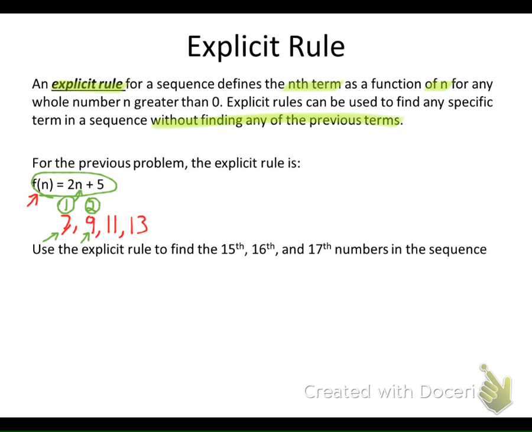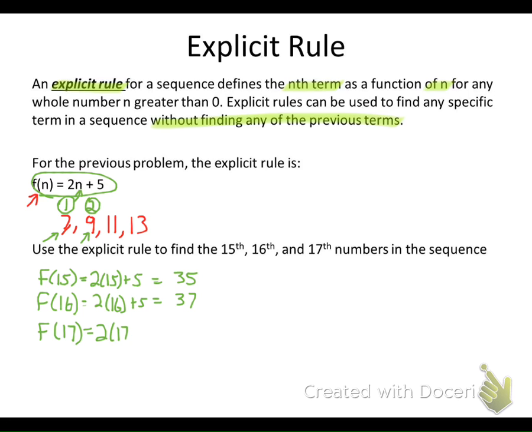So for example, to find the 15th term, I'm finding f of 15, so I'm finding what is the value of this sequence in the 15th position. And I can work that out and see that my answer is 2 times 15 is 30, plus 5 is 35. So if I were going 15 laps on that go-kart problem, I'm paying $35. F of 16 is 2 times 16 plus 5, which is going to be $37. And f of 17 is obviously 2 times 17 plus 5, which is going to be $39.